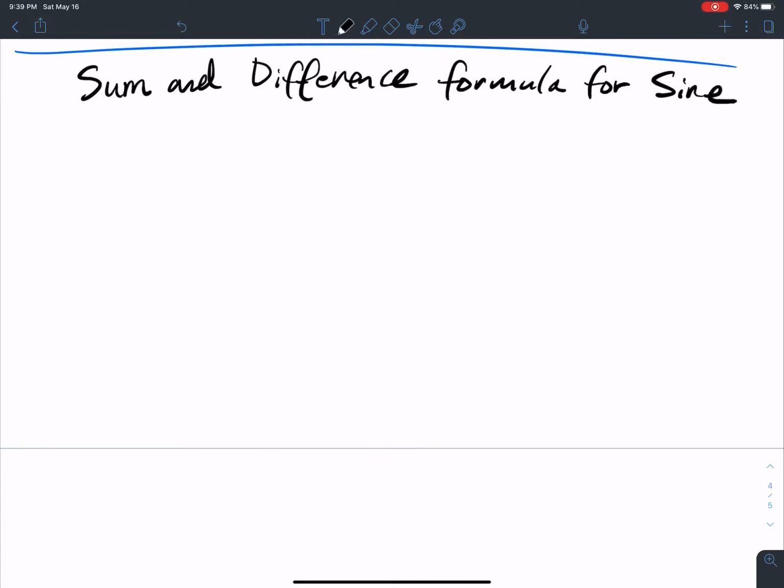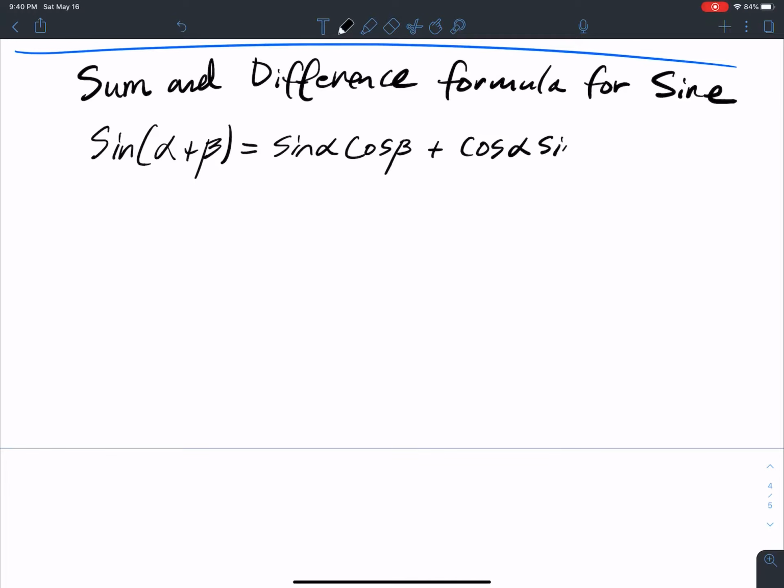So in this video, we're going to prove the sum and difference formula for sine. So the first one is sine of alpha plus beta is equal to the sine of alpha times the cosine of beta plus the cosine of alpha times the sine of beta.